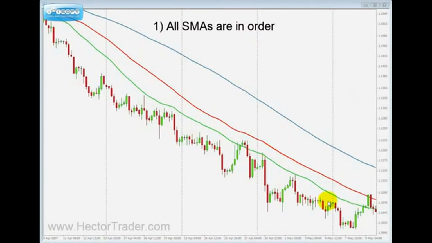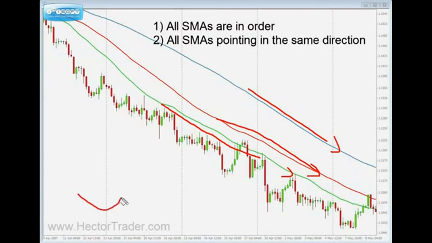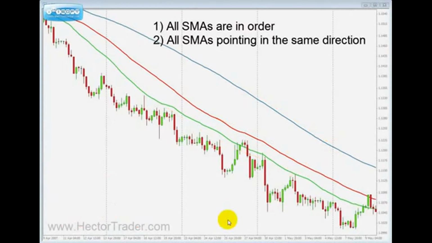Moreover, the second condition is that all the moving averages are pointing in the same direction. As we can see, all the different moving averages, the 30, the 50, and the 100, are all pointing down in the same direction. We could have the 30, the 50, and the 100 all in order, but the 30 already curling up and beginning to point up. That would mean that this trend is weakening, is endangered, or at least for the time being is not as strong as I would like it to be in order to search for trading opportunities.